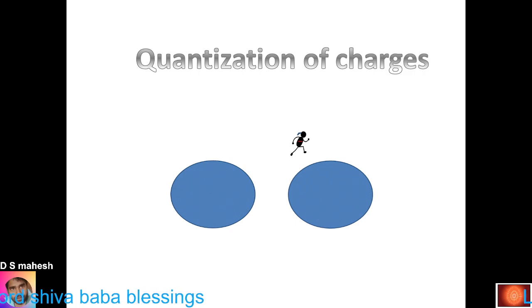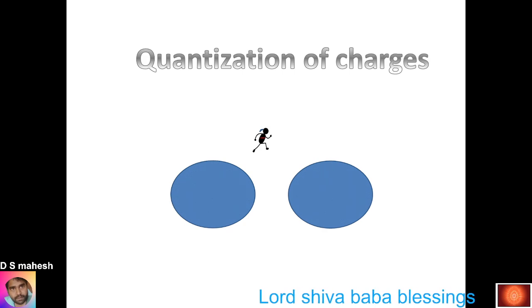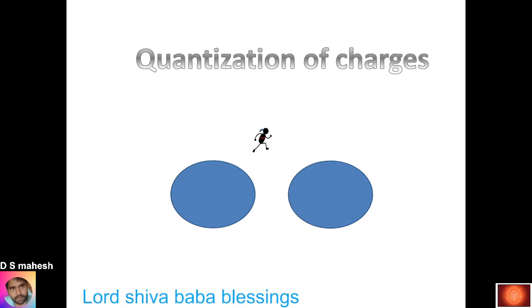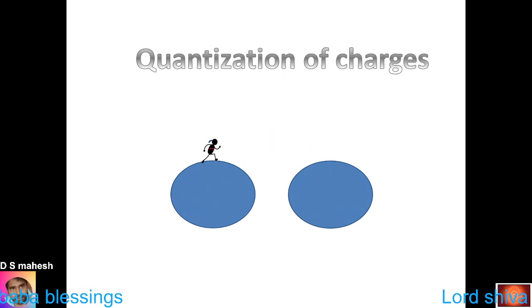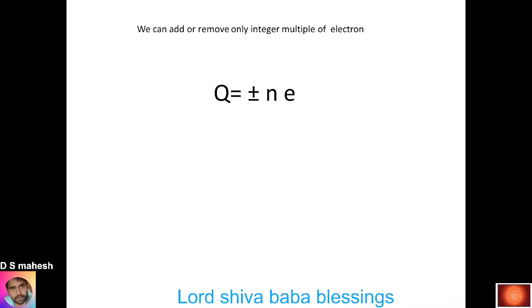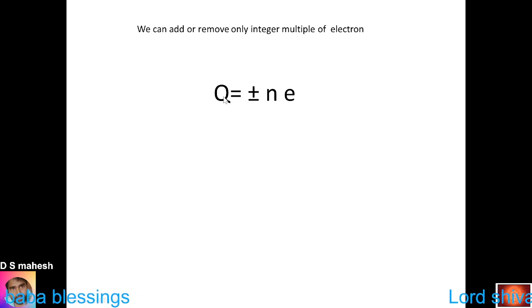So today we'll be learning regarding quantization of charges. In the previous class you came to know that we can charge a neutral body either by removing the negative charge or by adding the negative charge. So now the question is how many negative charges can be added or removed. There is some rule which we need to follow while removing or adding the negative charge. We can add or remove only integer multiples of electrons. The charges which can be added or removed follow this rule.